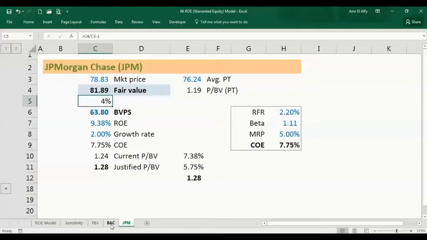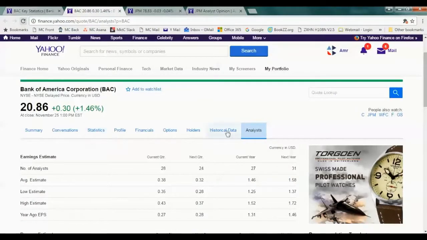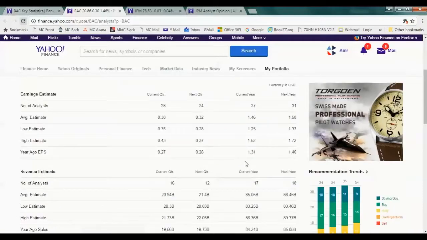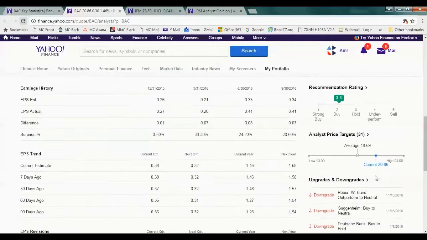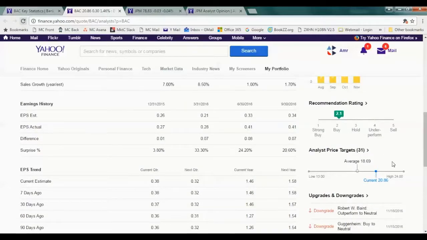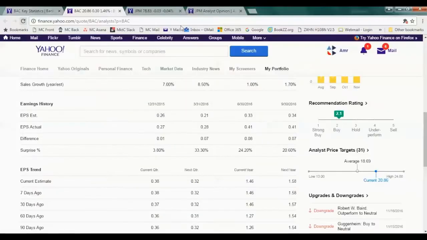Let's look at Bank of America again to see how other analysts in the market value these banks. If you look at the Analyst tab, you can look up the history here. Look at the price target. On the right hand side, you see the analyst price target. The average is 18.68 and the current price is 20. So our valuation was 18. It's very, very close to what the average analysts have valued Bank of America at.